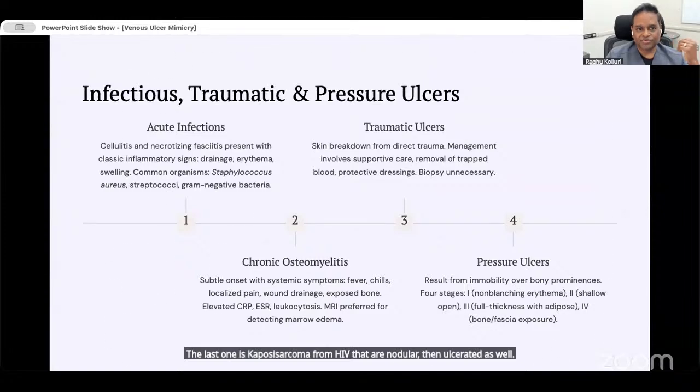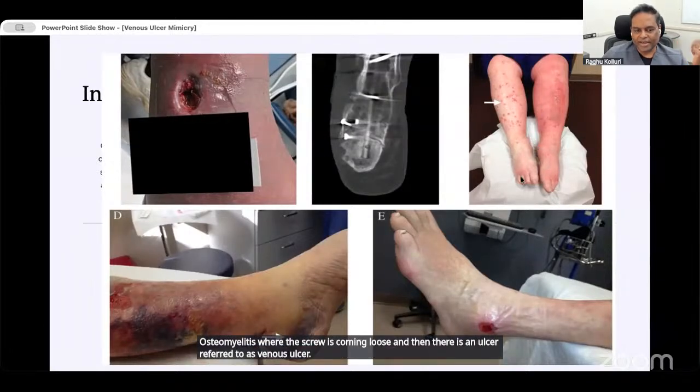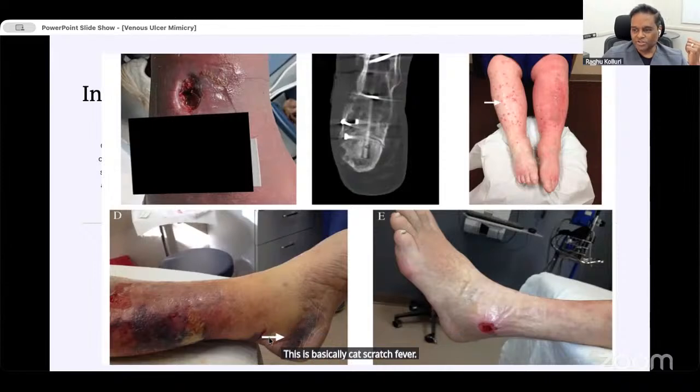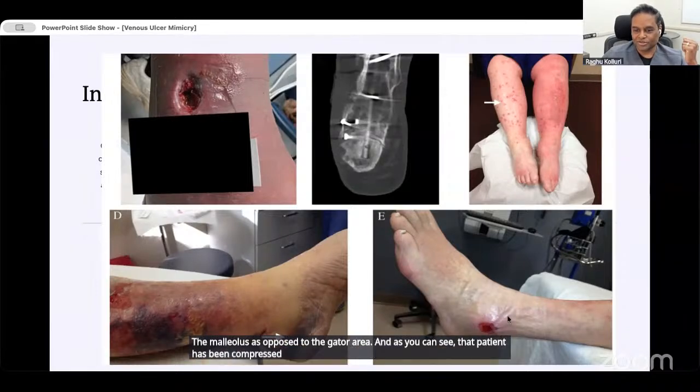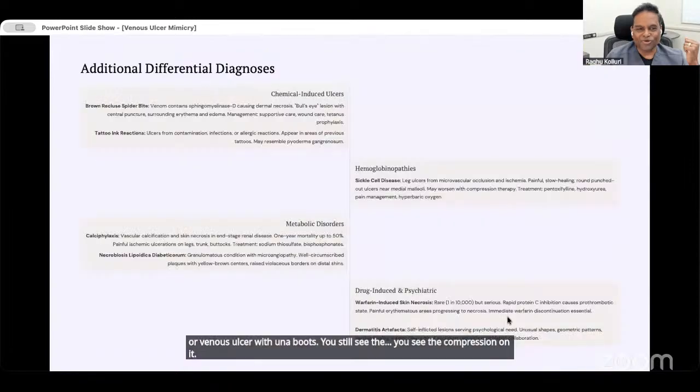Then there are infectious causes, for example, here, osteomyelitis, where the screw is coming loose, and then there is an ulcer referred to as venous ulcer. This is basically cat scratch fever, infectious. And here is a hematoma with a scimitar sign where it spares the malleolus itself and tracks behind it. And then you have the pressure ulceration directly over the malleolus as opposed to the gaiter area. And as you can see, that patient has been compressed for venous ulcer with Unna boots. You see the compression on it. That's not the treatment for it.